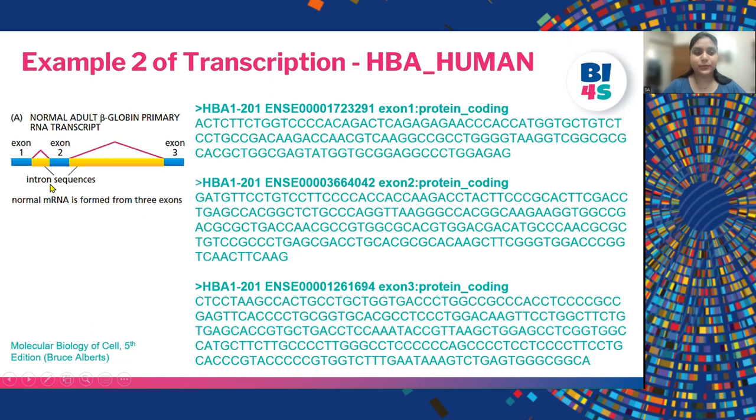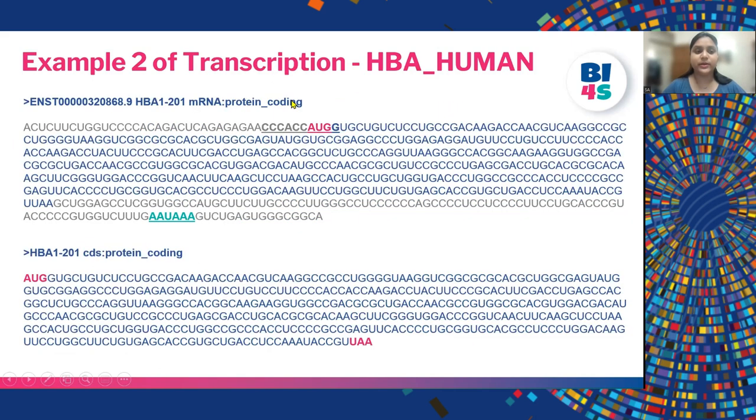As for example 2, we have 3 exons of the human HVA gene, which will then form the pre-mRNA, looking like pre-mRNA and mature mRNA. The mature mRNA will look like this, with gray areas as the UTR or untranslated region. This is the 5' UTR region, and here is the 3' UTR region.